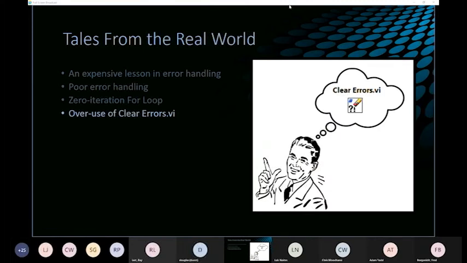This one, overuse of the clear errors VI. I had a customer that I mentioned earlier. They were having errors in their code. They could not figure it out. So they just sprinkled this VI throughout wherever they were having the errors. And they weren't doing anything about it, but just making them go away.